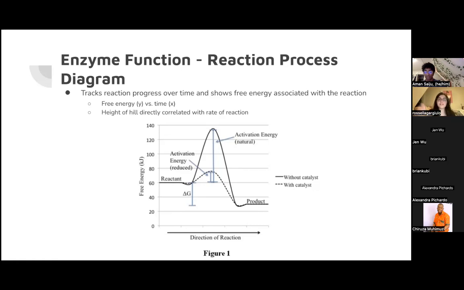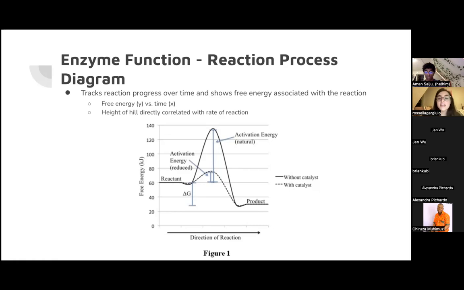So this is a place where the free energy increases a lot, goes up to the activation energy, and at the top of the hill of the activation energy is something called the transition state. This transition state is an unstable state, and what enzymes do is stabilize the transition state and decrease the activation energy. Okay, so the solid line is the reaction process for an uncatalyzed reaction, so no enzyme. And the dotted line is the reaction process for a catalyzed reaction with enzymes.